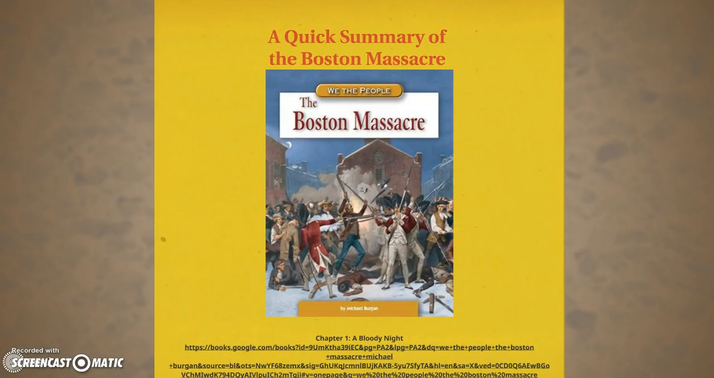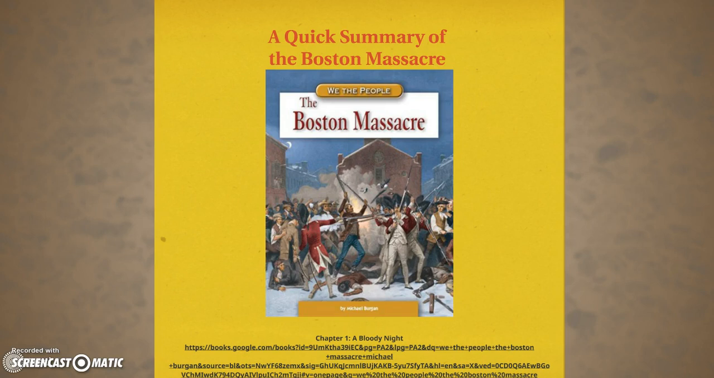First, we're going to read a quick chapter that will give you some background information on the Boston Massacre. But before I do that, I want to talk a little about what we've already learned. On Monday and Tuesday, we talked about what was happening in the United States during this time. There were a lot of political changes. There were new ideas from our colonists on how they wanted to live their lives. They wanted to be free, to pursue their own businesses, and to pursue their own forms of religion.